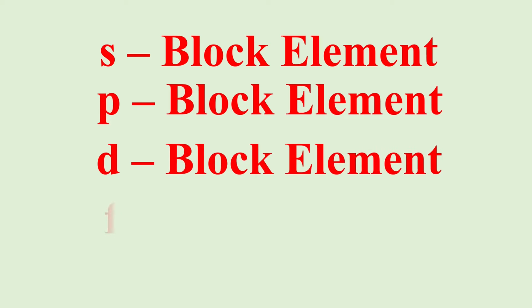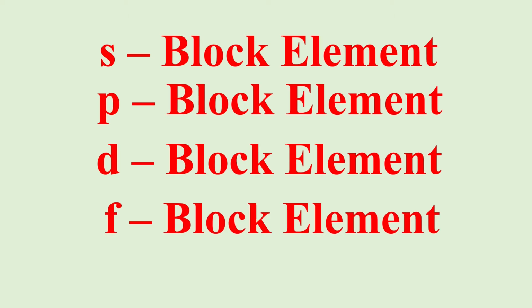Today I am going to tell you about p block elements of the periodic table. But before this, we must have a little idea about the periodic table. How many blocks are there? First, s block element, second, p block element, third, d block element, and fourth, f block element. S, p, d, f. There are four blocks of elements in the periodic table.